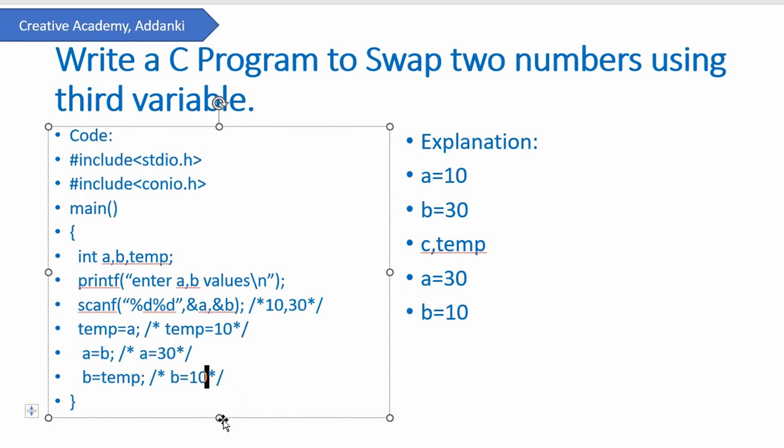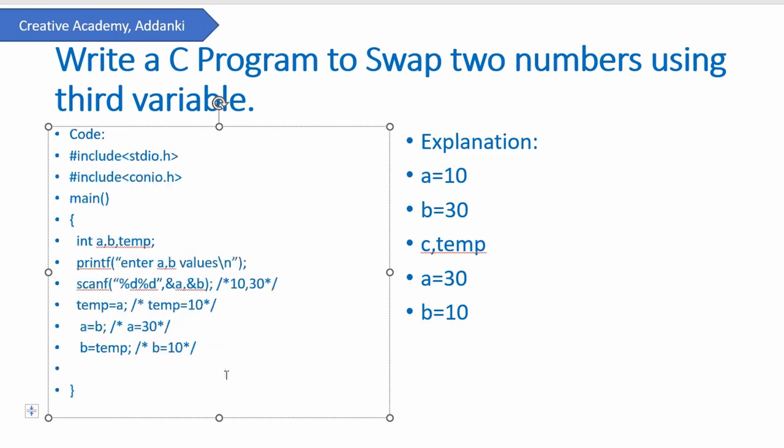10. Now you can clearly see that temp equal to a, initially the value of a, that is 10, is passed here. After storing the value of a in temp, the b value is sent to a. Now a equal to 30. As temp is already 10, the 10 is sent to b. Now b equal to 10. Now the swapping is done.